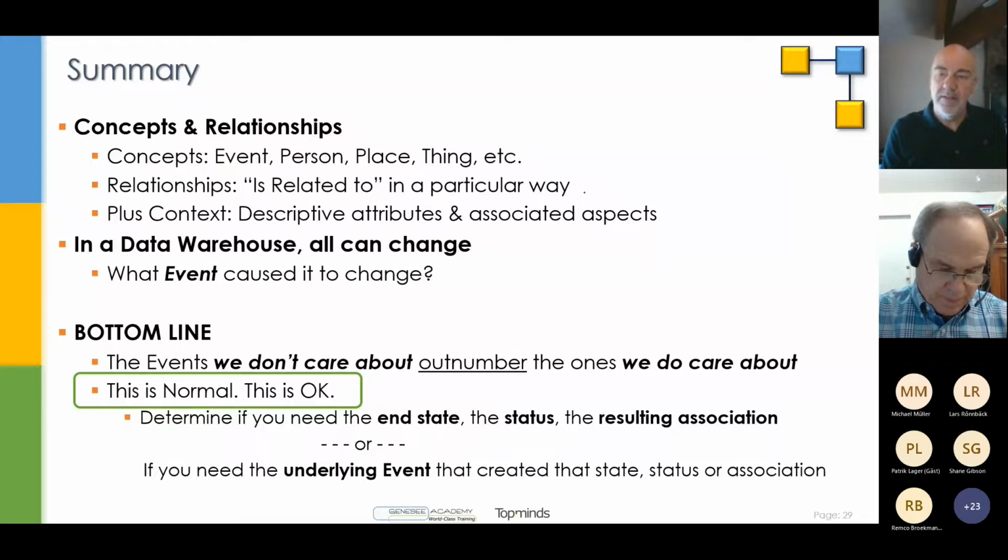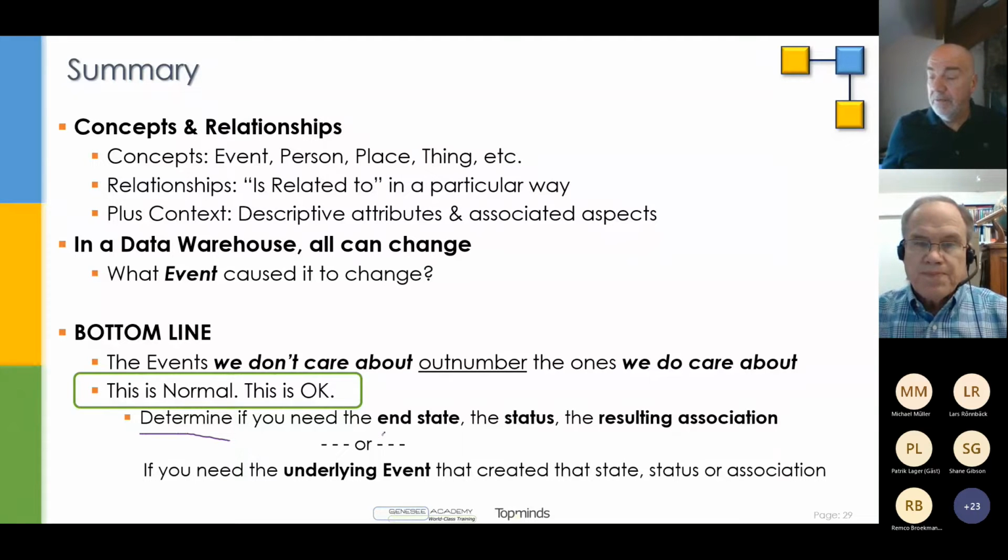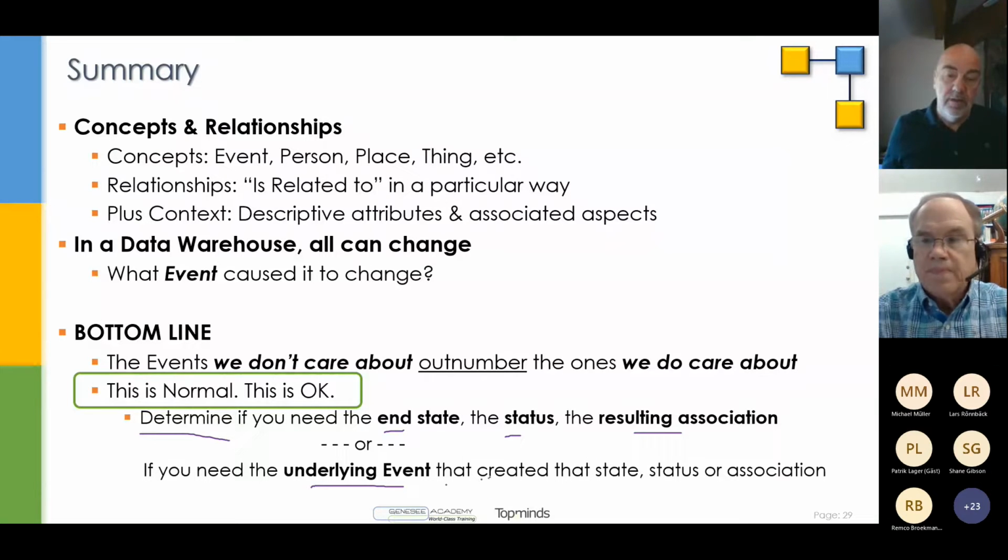Which is really fascinating because obviously there's some kind of a design pattern here of us recognizing or not recognizing, but understanding that there are ones to be blown off, right? And of course, the easy driver is, does the business care and have they told us they want to know anything about it? That's an easy one. But what it means for all of us is we need to be the ones to determine if you need that end state status, the resulting association, or do you need the underlying event?